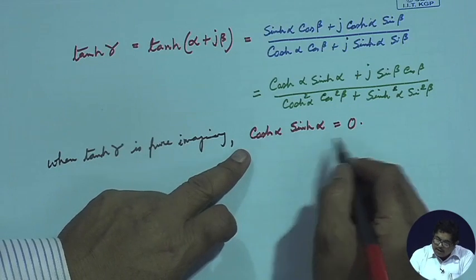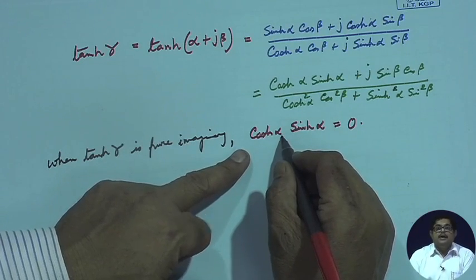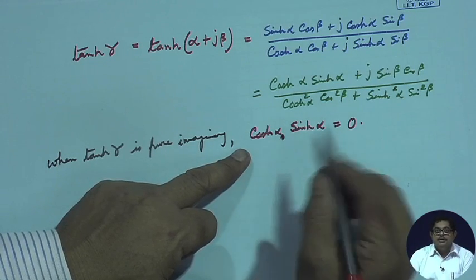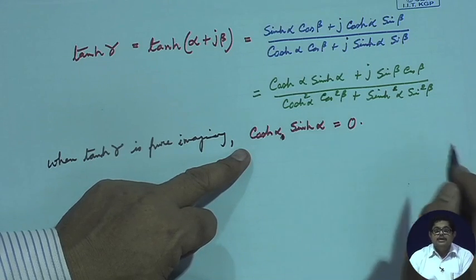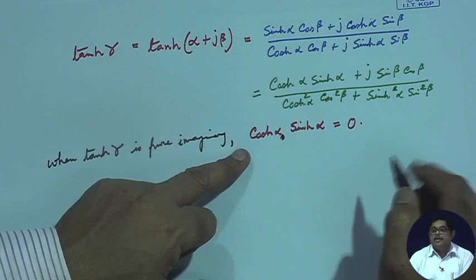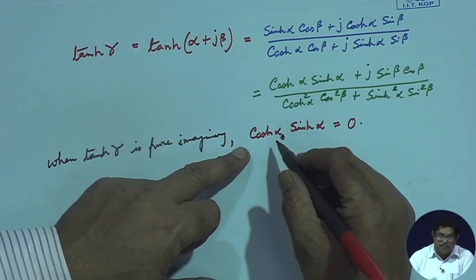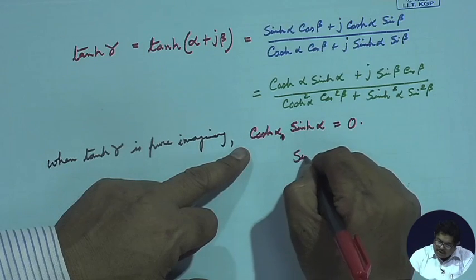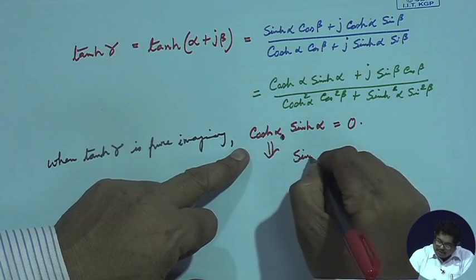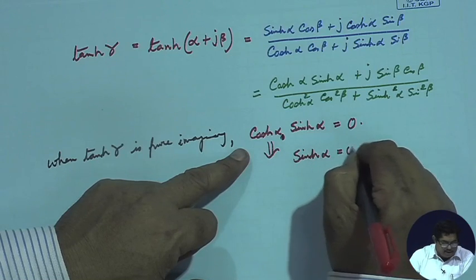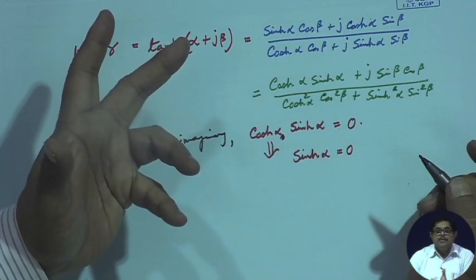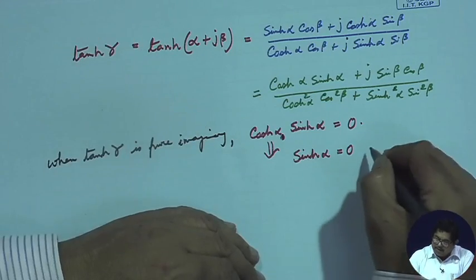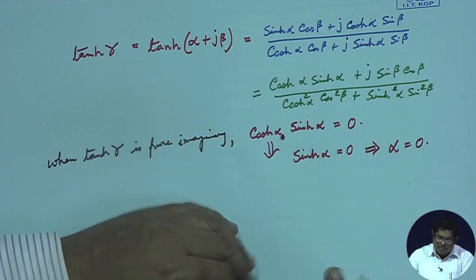Now, here you see cos hyperbolic alpha is always greater than 0, because it is e to the power alpha plus e to the power minus alpha, divided by 2. So, it cannot be 0. So, the only possibility is that sin hyperbolic alpha is equal to 0. What is sin hyperbolic alpha? That means e to the power alpha is equal to e to the power minus alpha. That means that alpha is equal to 0.